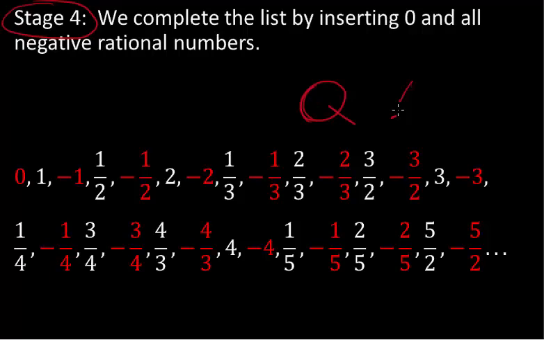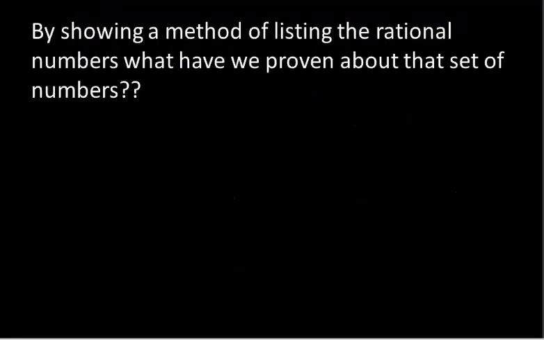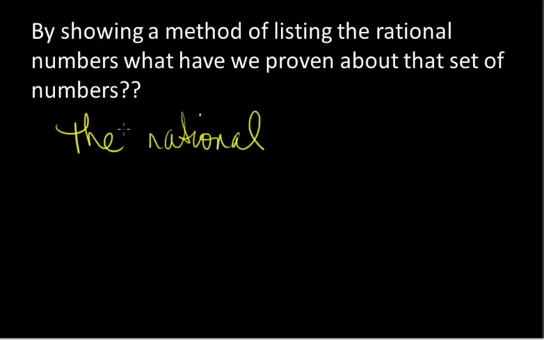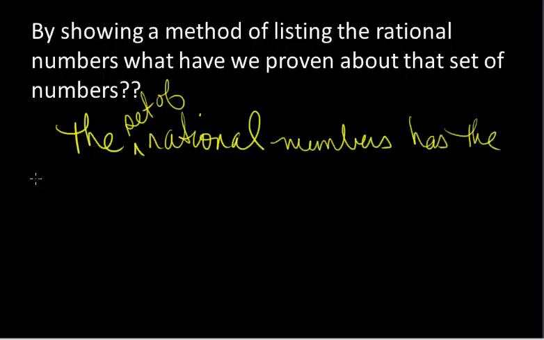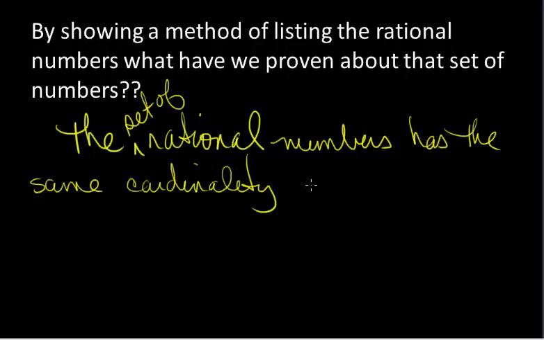So we have shown that we can make a list of all of the rational numbers. And just to review one more time, by showing a method of listing the rational numbers, what have we proven about that set of numbers? Well, we made a one-to-one correspondence with the natural numbers. So we have shown this: the set of rational numbers has the same cardinality as N, our set of natural numbers.